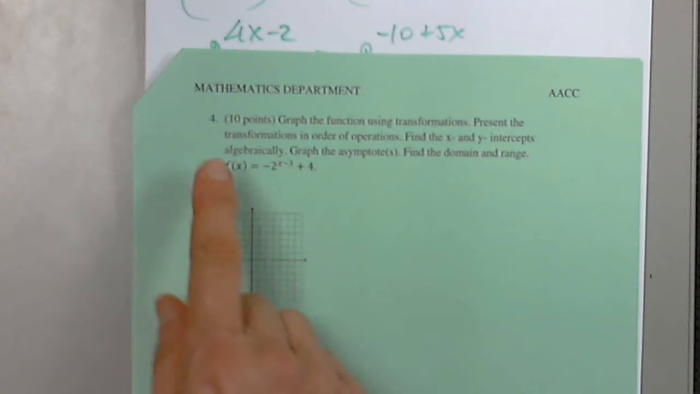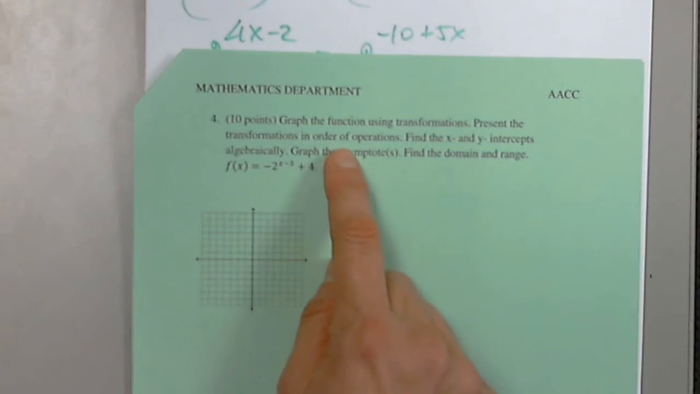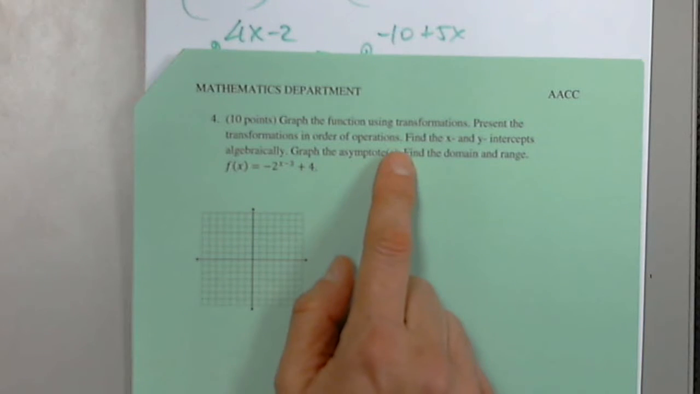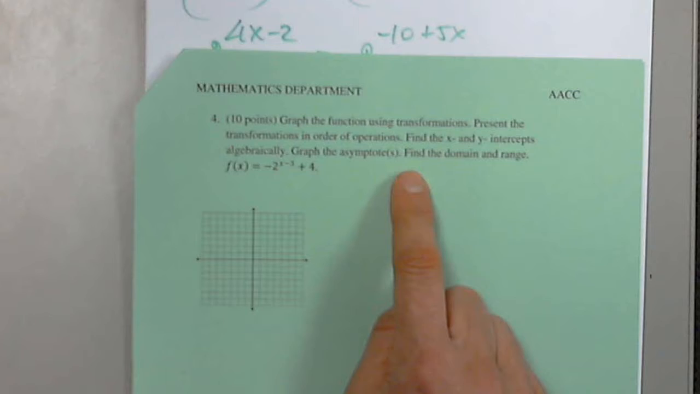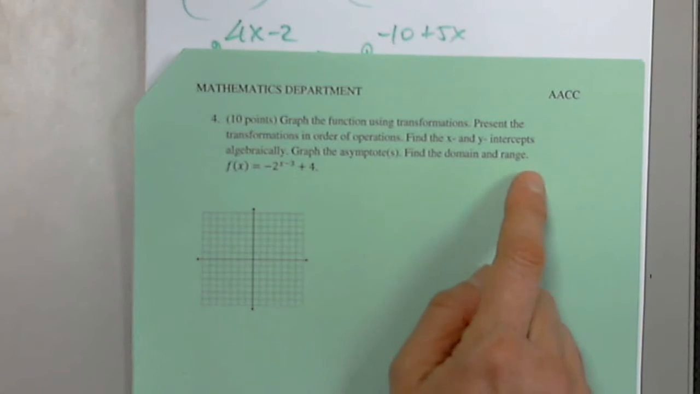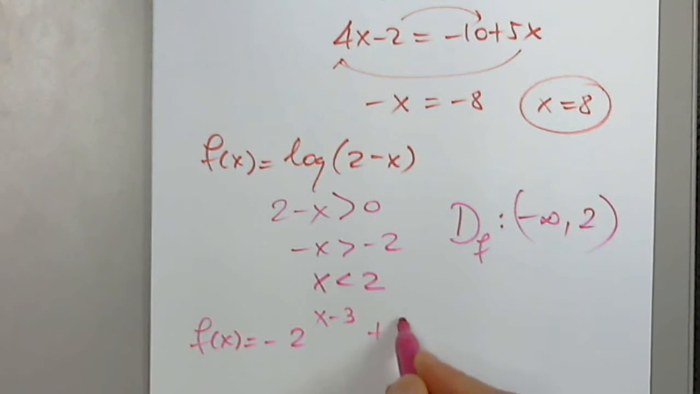Okay, next one, problem 4. Graph the function using transformations. Present the transformations in order of operations. Find x and y intercepts algebraically. Graph the asymptotes, if any. Find the domain and range. And this is the function. So f of x equals negative 2 raised to x minus 3, plus 4.